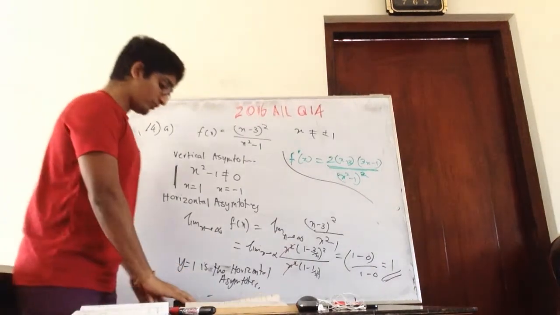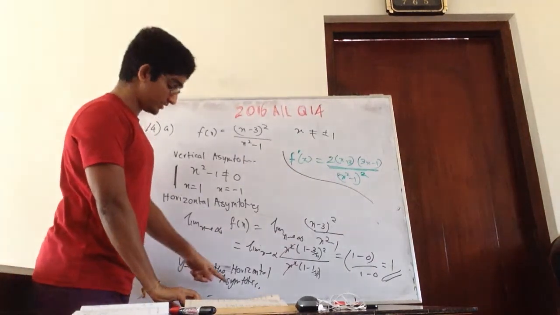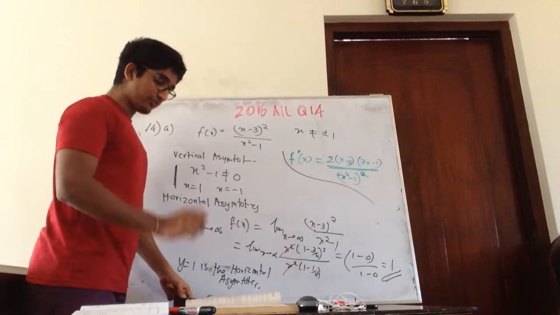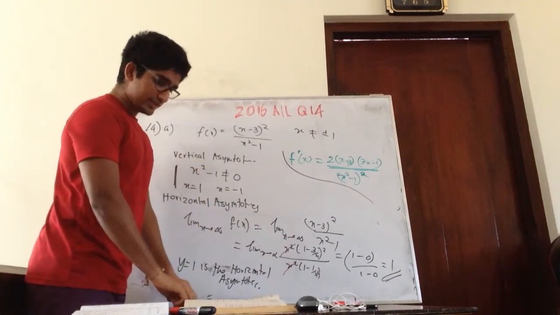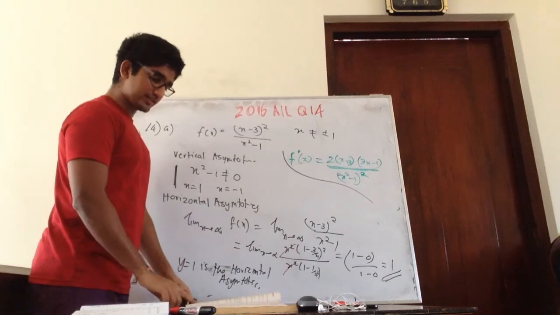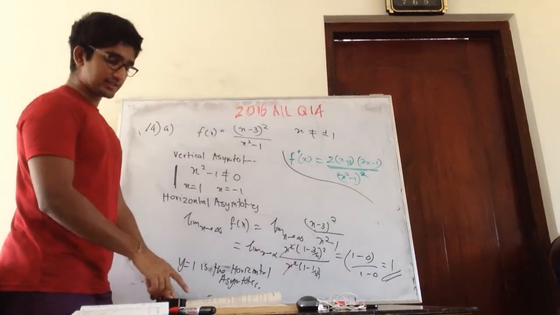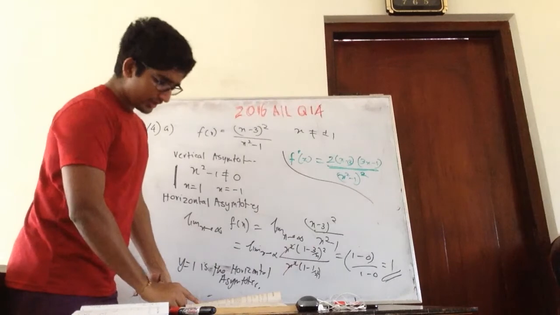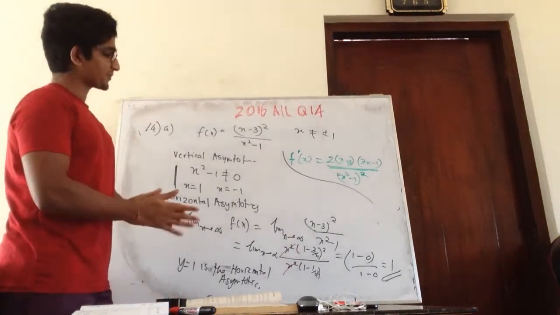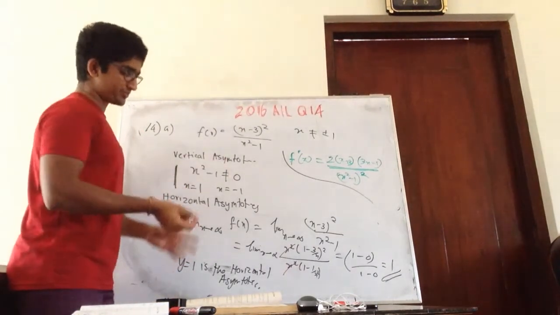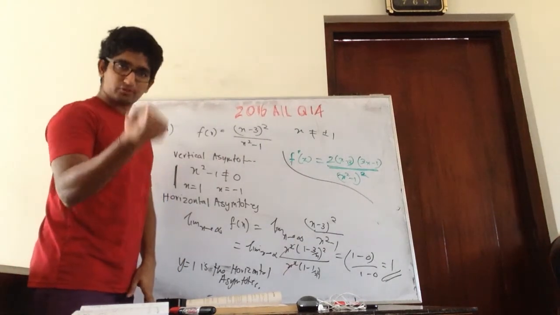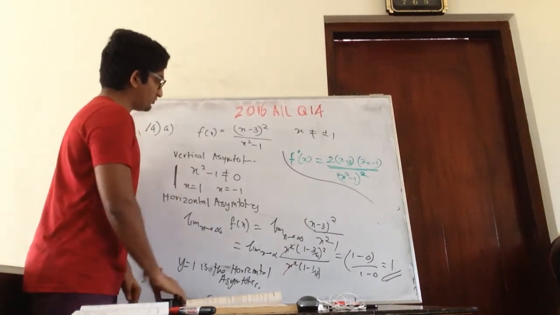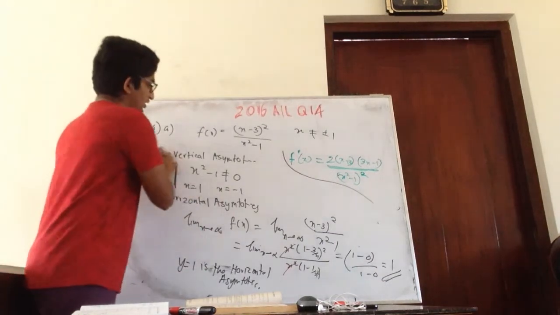Okay, so what are they asking next? We have found the asymptote. Then they are saying find the coordinates of the point at which the horizontal asymptote intersects the curve of y equals f(x). Right now? So you know the corresponding y value. So now you need to find the x value.